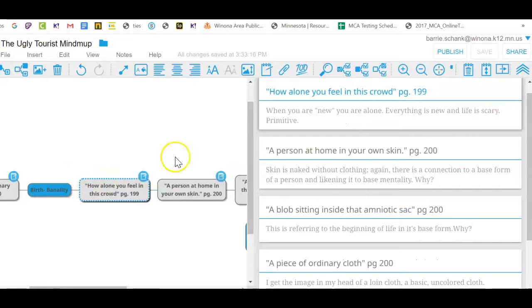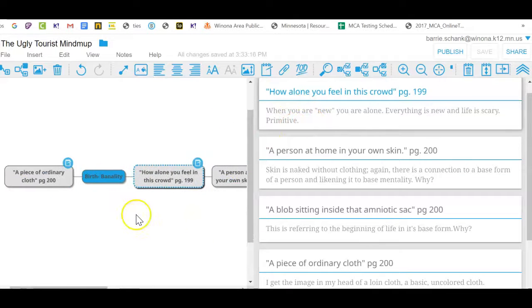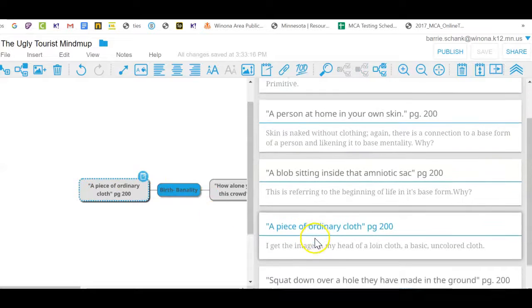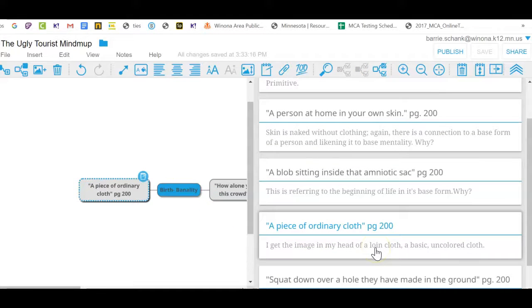Why? How you feel alone in this crowd. When you're new, you're alone. Everything is new and scary. And then lastly, a piece of ordinary cloth. I get the image in my head of a loincloth, like a basic uncolored linen or cotton.